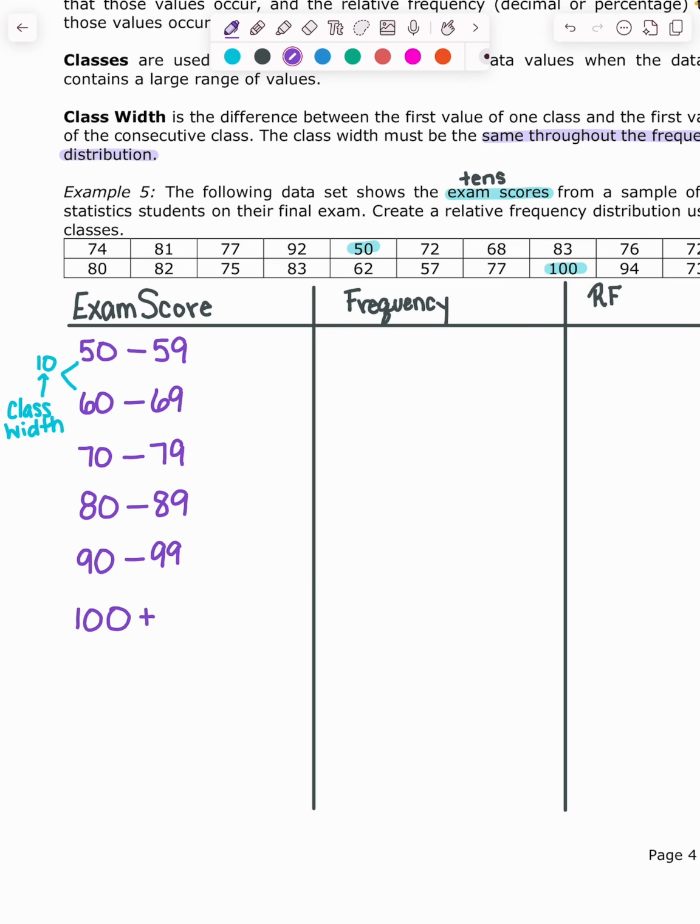And then anyone below that, that's where we really want to see those 10-point increments. Knowing what your data represents is really important to know whether or not it makes sense to do this 100 plus, or if it would have made more sense for me to do 100 to 109, which I also could have done in this case.